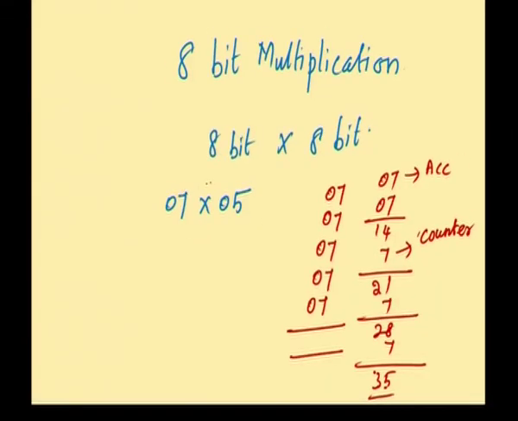Suppose we take the same example, 7 into 5, so 35. But 35 is not the actual answer, right. This is a hexadecimal number, so the 35 should be converted into hexadecimal. So, 2 times 16 is 32, remaining is 3. So, the answer is 23. Okay. Now, we will write the program for how to multiply 07 into 05.